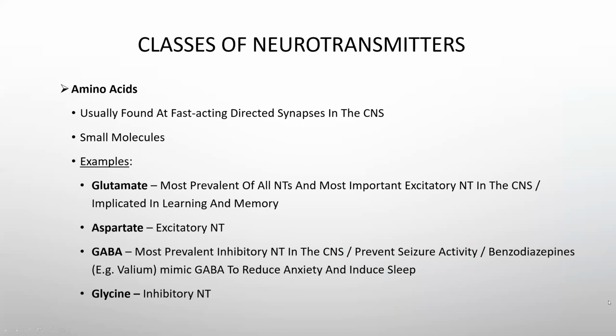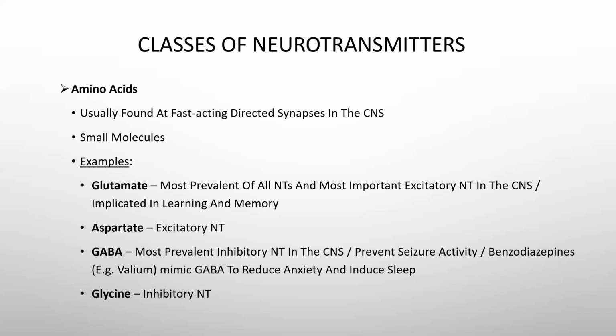Okay, let's talk about all of the different types of neurotransmitters or their classes now. So the first one is amino acids, usually found at fast-acting directed synapses in the CNS. What we mean by directed is released by an axon terminal, right? And then picked up by either a dendrite or another axon or a soma. And they are small molecules. So for example, glutamate. Glutamate is the most prevalent of all neurotransmitters and most important excitatory neurotransmitter in the CNS. It is implicated in learning and memory.